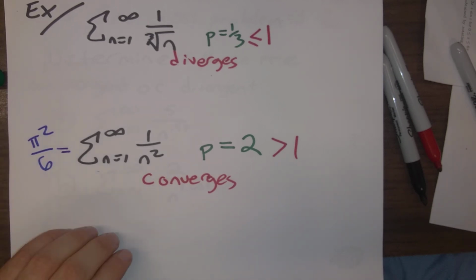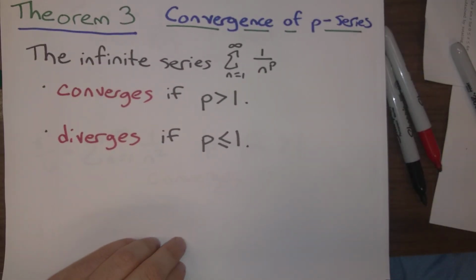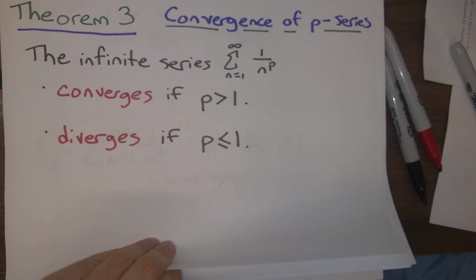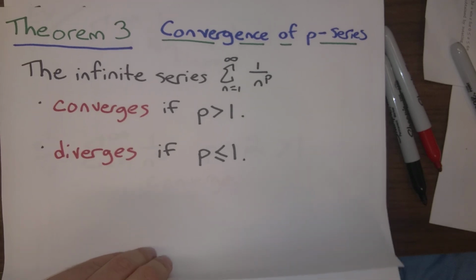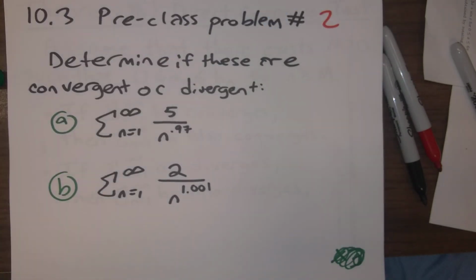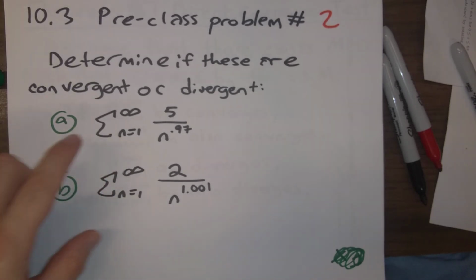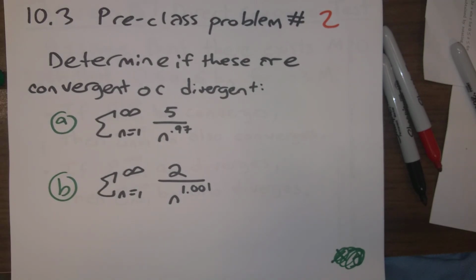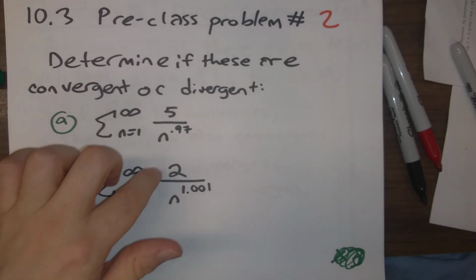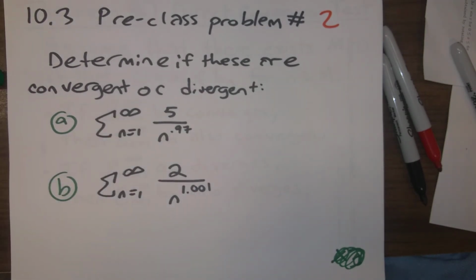Okay, so this is our p-series test here. It tells us when our p-series converge or diverge. To wrap this up, here's our second pre-class problem. Determine if these are convergent or divergent. The sum from n equals 1 to infinity of 5 over n to the 0.97, and then 2 over n to the 1.001. Of course, those constants are just red herrings. You can move them outside the sum.